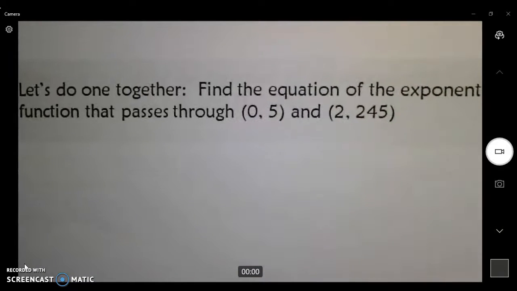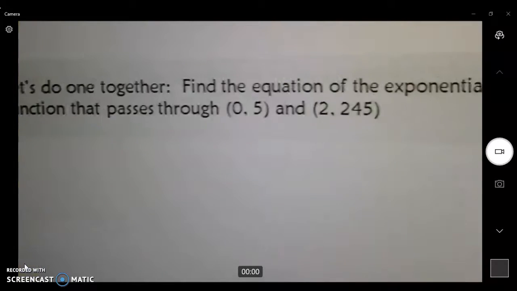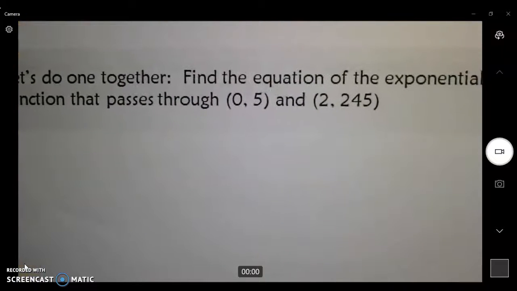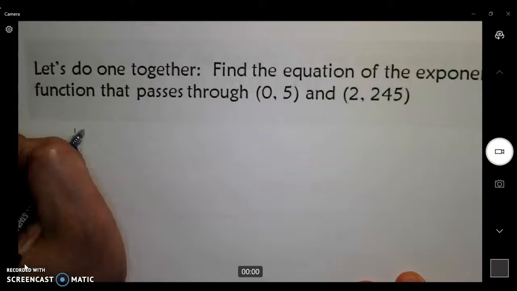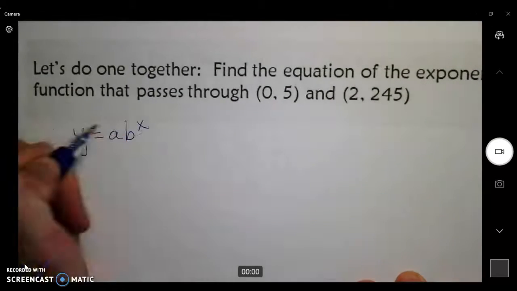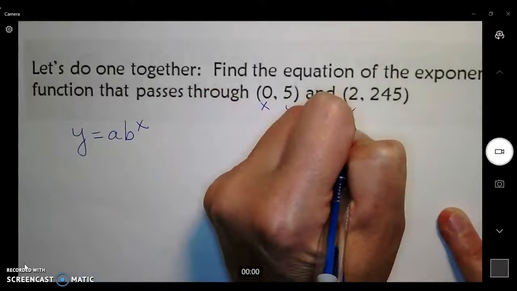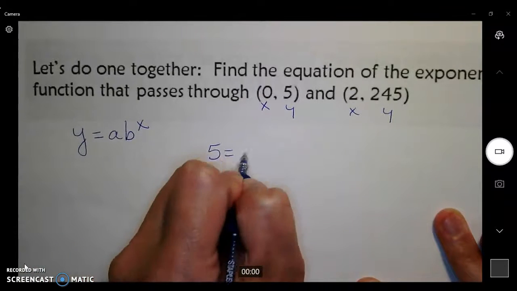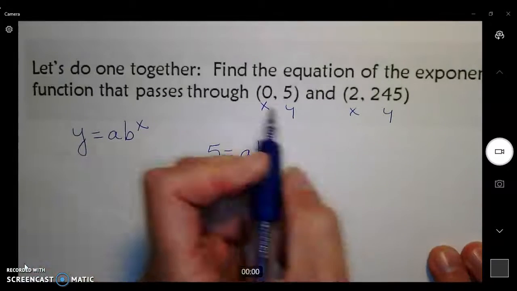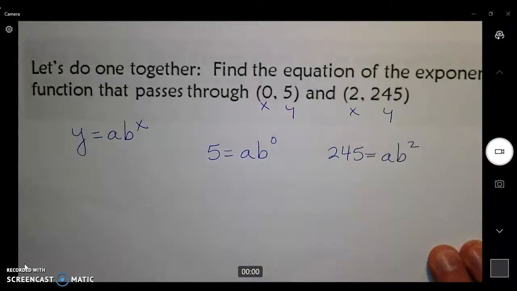All right. Okay, it doesn't quite all fit on my screen, so I'm going to slide it back and forth. So it says, let's do one together. Find the equation of the exponential function that passes through these 2 points. Well, you already know the tool, and that's the biggest thing in math is pulling out the tool that you're going to use. So y equals ab to the x. This is x and y. So hopefully you figured out that we're going to substitute these numbers into this equation. So I'm going to have 5 equals ab to the 0. And then I'll have another one, 245 equals ab squared.